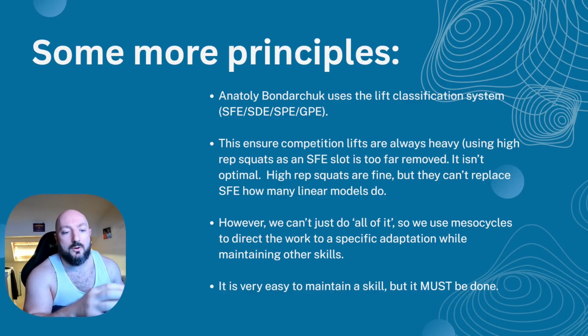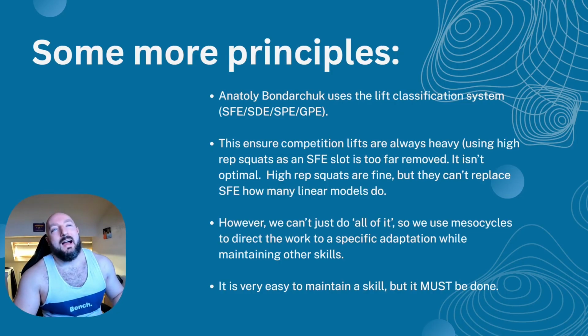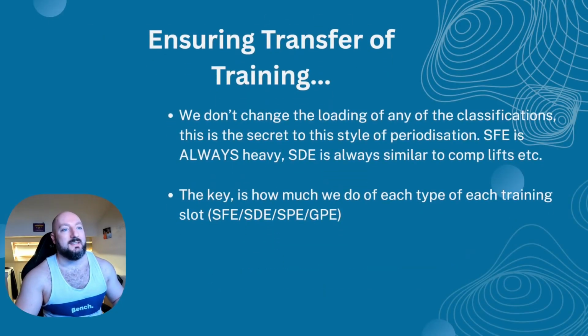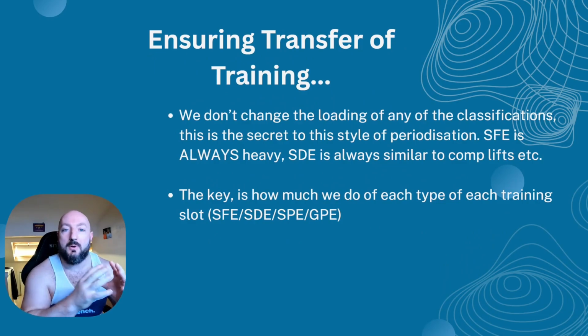So the core concept is SDE is always SDE loading. Sport form exercise is always sport form loading, and SP is always SP loading targeted at muscularity. So how do we factor that into blocks? The solution is how much we do of each of them. So sport form is always heavy, as we see. It's just that in a prep block, or what would be an old school volume block, I don't do volume blocks, I do prep blocks.